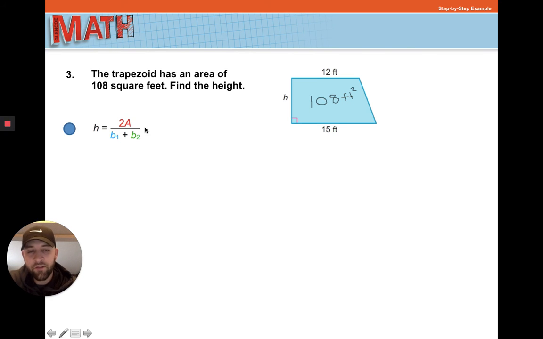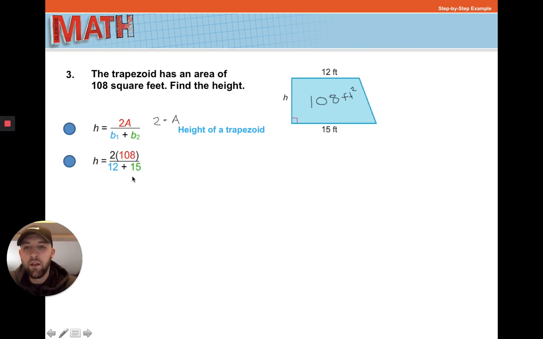There is a different formula that we're going to be working with for height. So be careful. It's not like the ones we've been doing. Just use this: height equals 2 times the area. So we are doing 2 times A, and then it is divided by base 1 plus base 2.